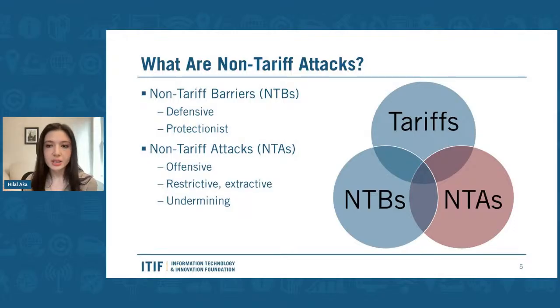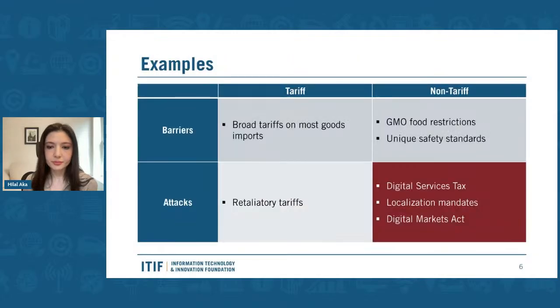Unlike barriers, they're offensive rather than defensive. And they're not primarily intended to protect the domestic industry. Instead, they systematically extract resources from targeted firms or strategically undermine their competitiveness. This can include things like forced technology transfers, mandatory infrastructure investments, or revenue extraction through massive fines, as we see in the DMA. We can move on.